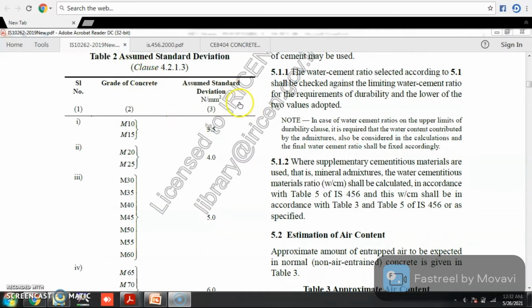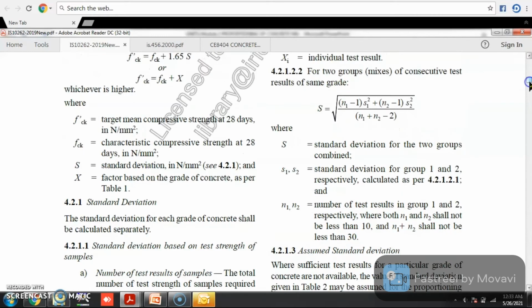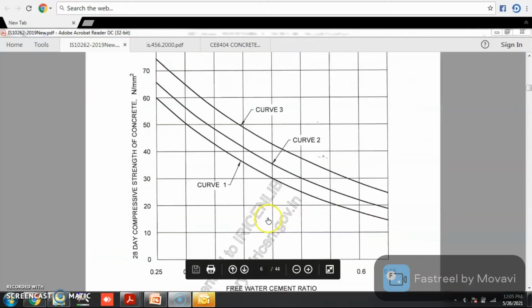Similarly, the S value can be obtained from table 2, and it also depends upon the grade of concrete. Once you know the grade of concrete, you can just work out what the standard deviation is. Once you know the values of X and S, you can go to the formula. It's just a simple addition. So you will be getting two target mean strengths, and from those you have to choose whichever is higher. So the first step is done. The first step is to find the target mean strength.